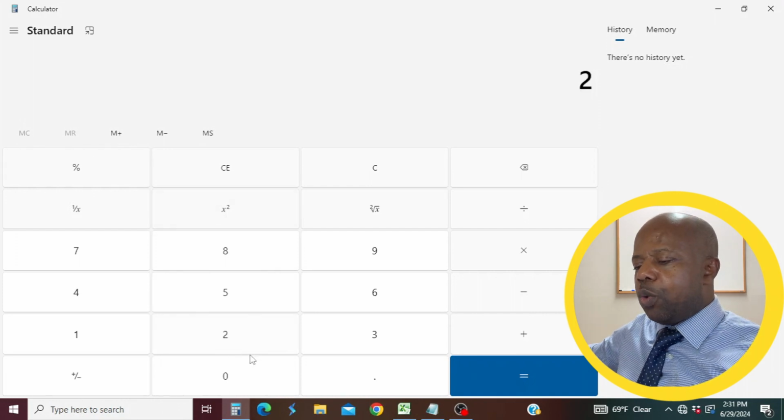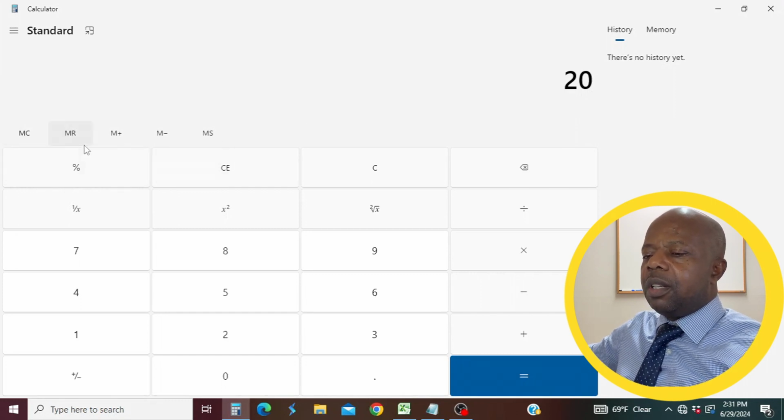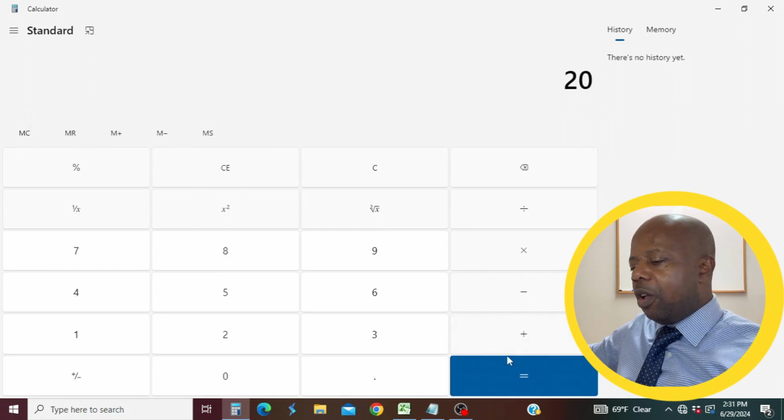Let's say I put 20 in memory. I type 20 and I click on the memory store button. You can see those two buttons are now enabled to let me know that there are things in the memory, and I can clear the memory, and now I can do memory recall.